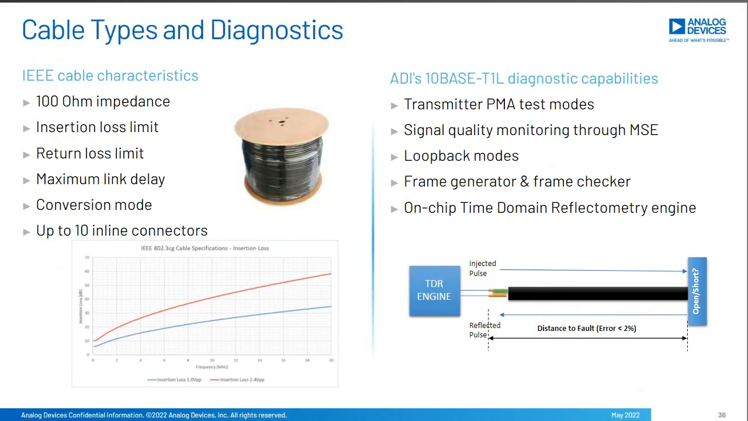Quite often we get a question in regards to cables. And for a given cable, can I achieve 1,000 meters of communication? And the cables are specified in the IEEE standard, in the 802.3cg standard. But unlike traditional wired Ethernet, where the cables are well defined, the only characteristics that are specified in the standard for 10BASE-T1L are the impedance of the cable, the maximum insertion loss and return loss, the maximum link delay, and conversion mode for unshielded cables, and also specifying that you can have up to 10 inline connectors on the same cable link.